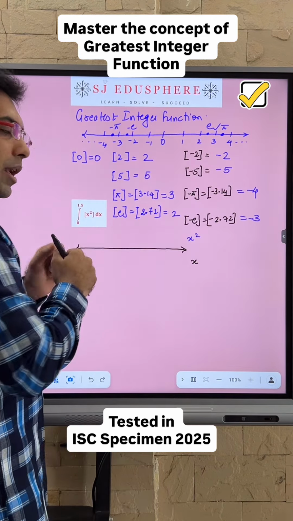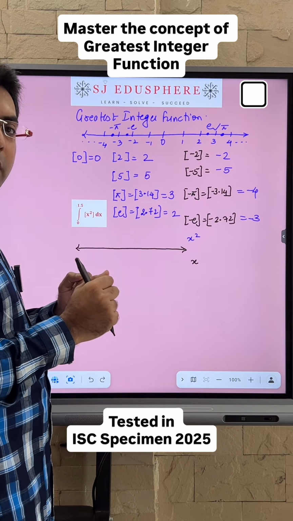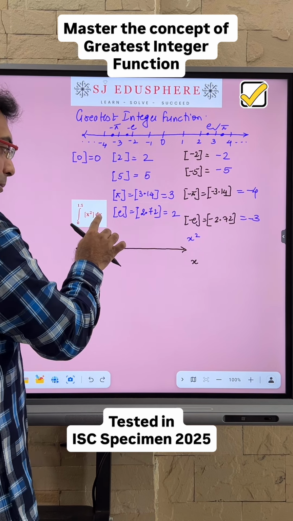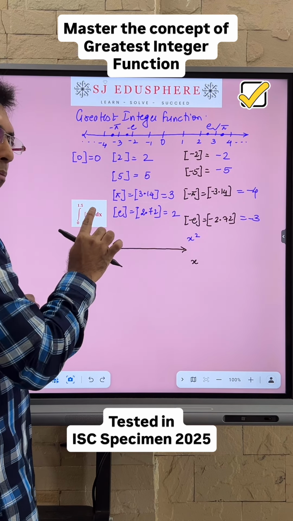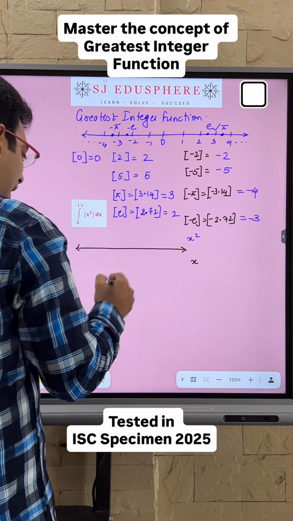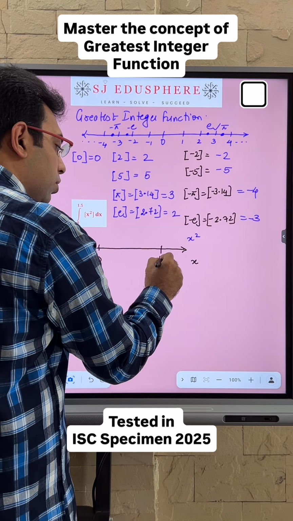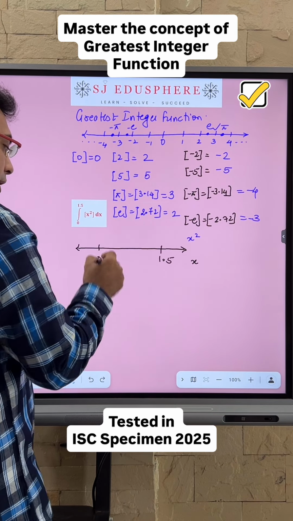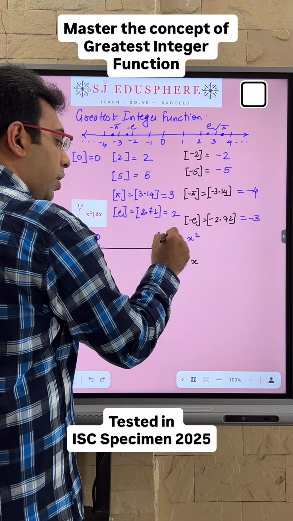Now, this similar question was asked in specimen 25 from 0 to root 2. Understand, my limit for x is going from 0 to 1.5. So my value of x over here goes from 0 to 1.5. But the answer for x square, student, is 0 to 2.25.